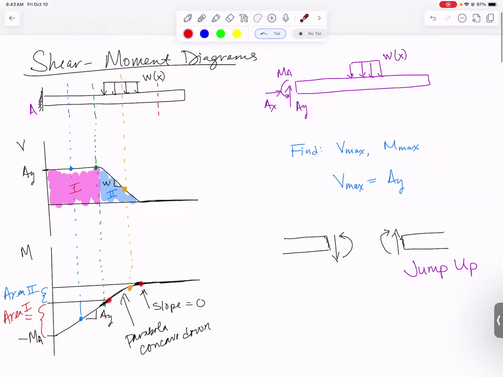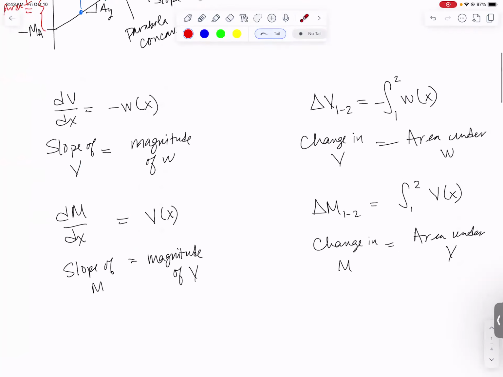And to figure out how much the V dropped from here to here, I found the area under the w curve. So you can use both the areas to figure out step changes or decreases or increases. You can also use the magnitude w to figure out that this slope is w. You can use the magnitude Ay to figure out the slope is Ay. You can use the fact that this is going down to figure out that your slope is going to go from Ay down to 0. So it's got to be concave down. There's our recap from yesterday.